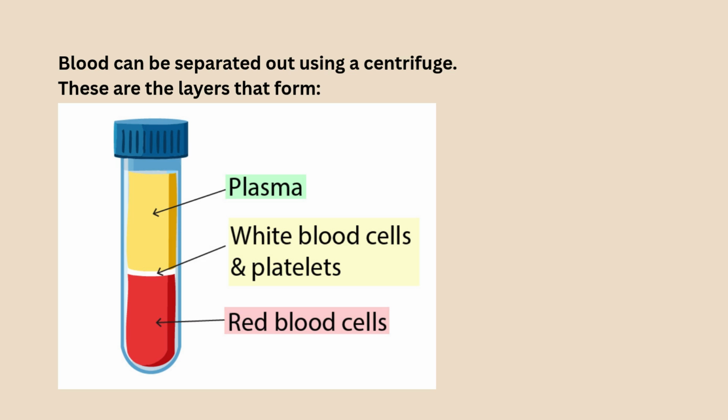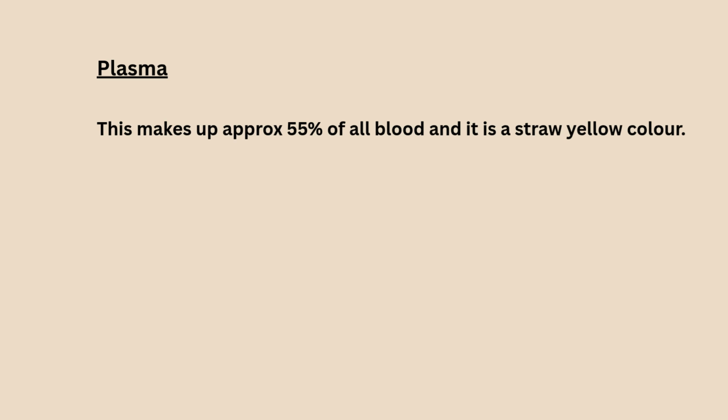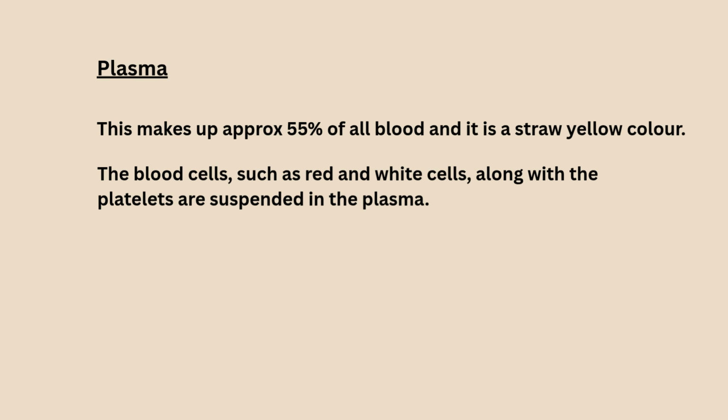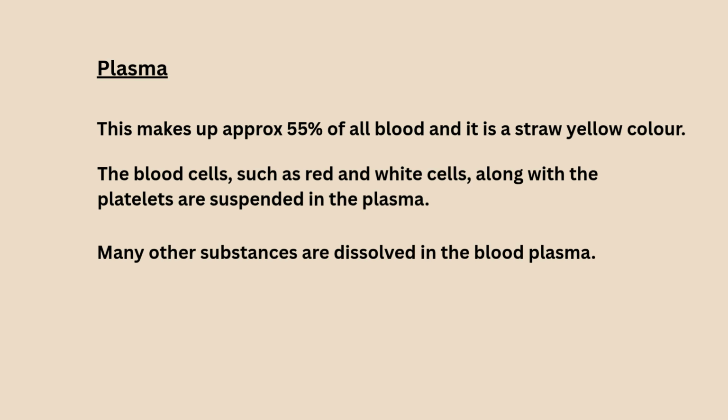So the top layer is plasma, the middle layer is white blood cells and platelets, the bottom layer is red blood cells. Plasma. This makes up about 55% of all blood, and it's a straw yellow colour. The blood cells, such as red and white cells, along with the platelets, are suspended in the plasma. Many other substances are dissolved in the blood plasma.